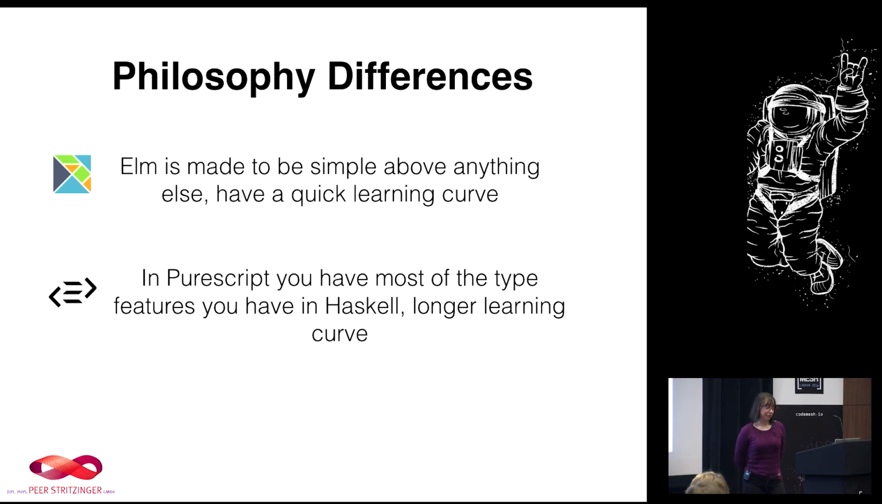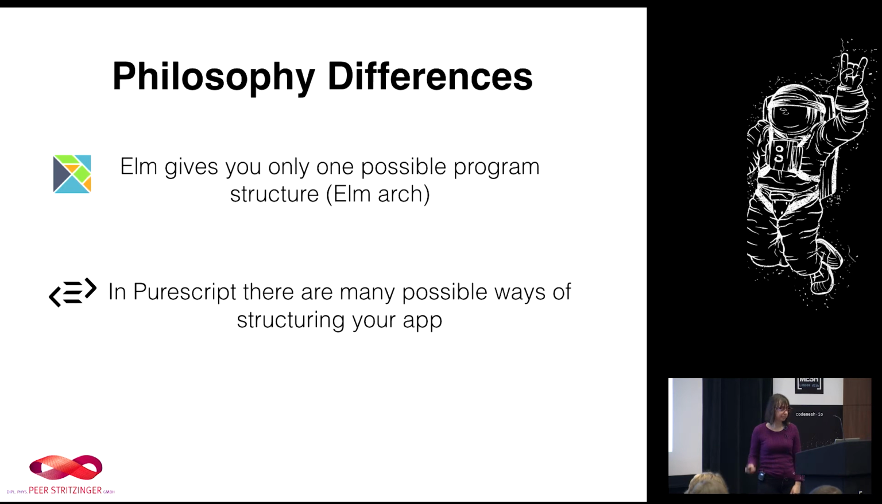So, philosophy differences. In Elm, everything is made to be simple. The choices are made for you, which gets you started way quicker because you don't have to make any choices. This is the way it is. Go ahead and do it. In PureScript, you have most of the type features from Haskell, and so you have a longer learning curve, and you have to make a bunch more choices.